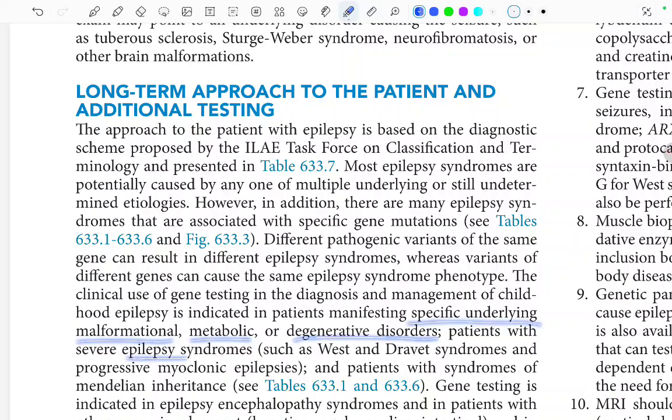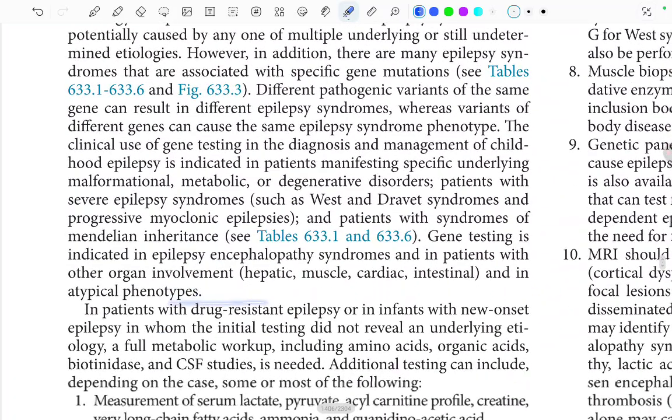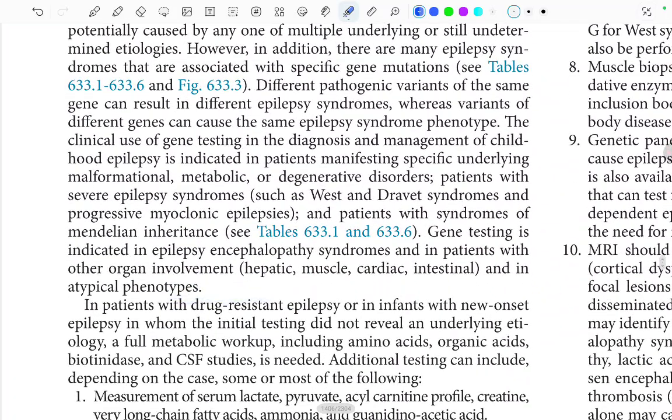Patients with severe epilepsy syndromes, such as West and Dravet syndrome, and progressive myoclonic epilepsies, and patients with syndromes of Mendelian inheritance. So only in those is there use of genetic testing. Gene testing is indicated in epilepsy encephalopathy syndromes, and in patients with organ involvement like hepatic, muscle, cardiac or intestinal, and in atypical phenotypes.